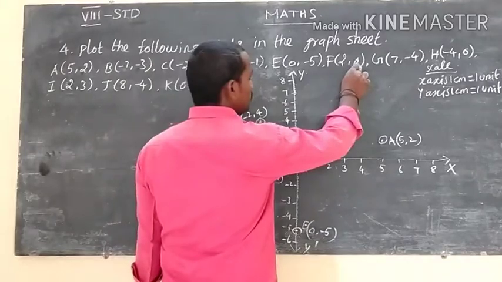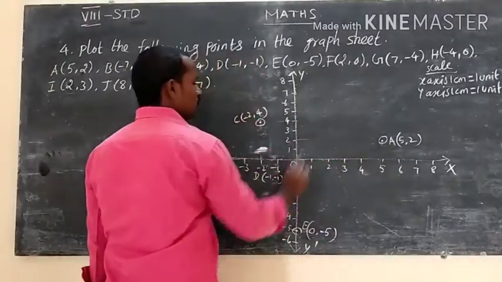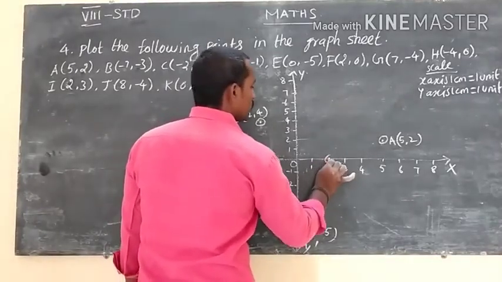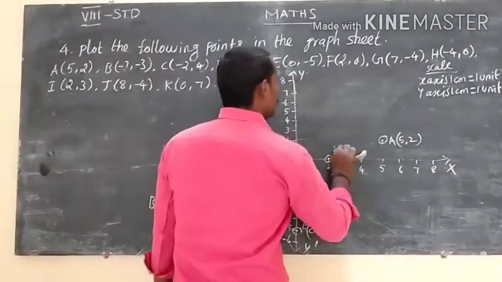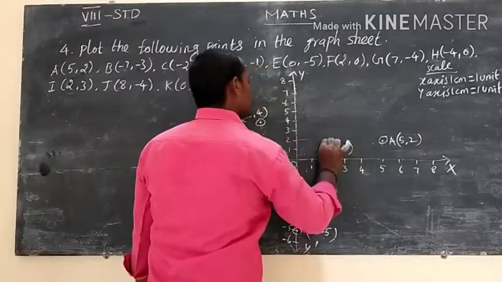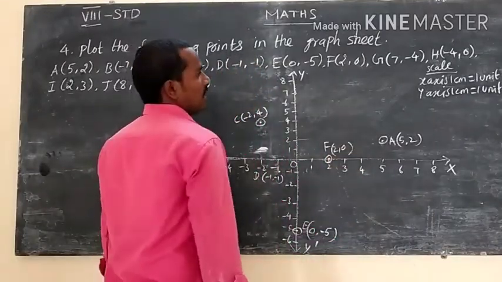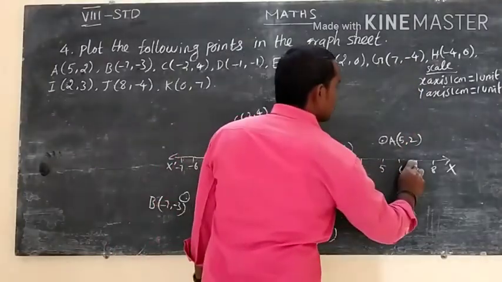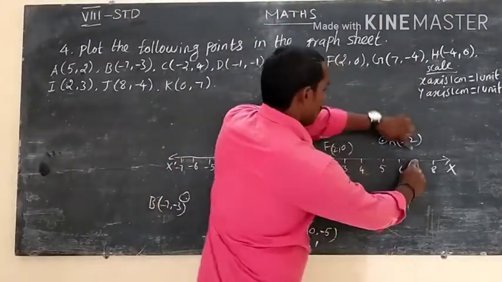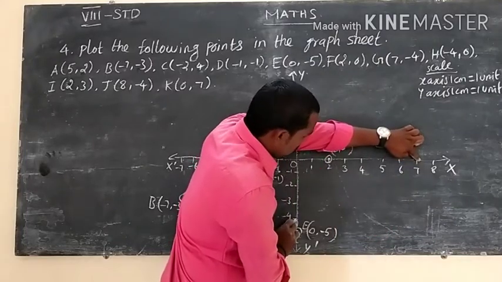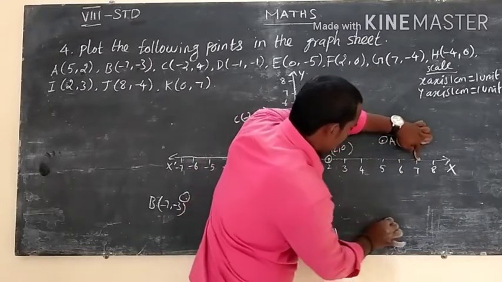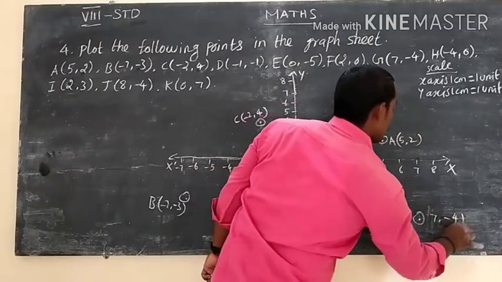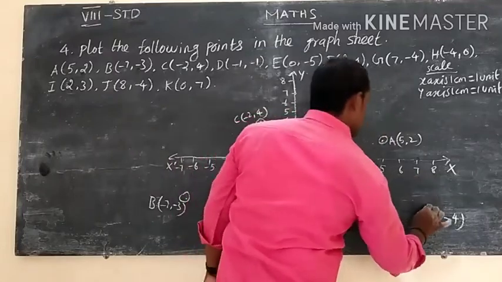Then 2 comma 0. X value is 2, y value is 0. So that's all, only the x value is considered. So 2 comma 0 is the point F. Next G, 7 comma minus 4. X is 7, then y is minus 4. Minus 4 for y is downward. So 7 comma minus 4. The name of the point is G.